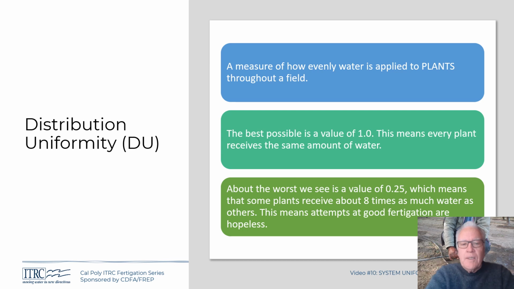The second thing is in terms of the values. When you look at the values that we have, they are numbers like 1 is the maximum number you can have. It's not an efficiency. The maximum value of DU is 1. And if you have a DU of 1, that's perfect. In other words, every plant in the whole field receives the same amount of water. Then how bad can you get? About the worst that we see is a value of 0.25. And this may not make sense here, but what it boils down to is it's really bad, and some plants get about 8 times as much water as other plants. So that's really the pits.